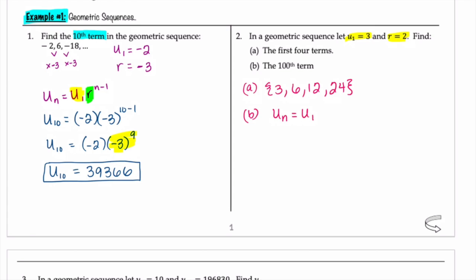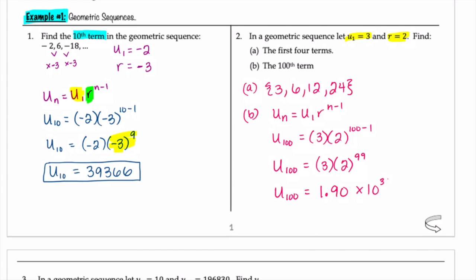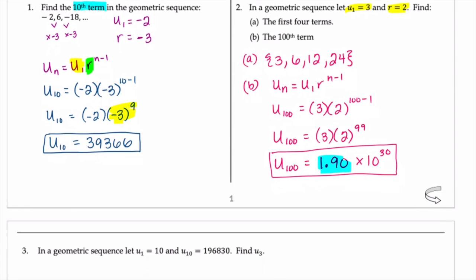For part B, we want to find the 100th term, which means that I'm going to use the formula for the nth term. For this problem, the 100th term, when I input it into my calculator, gave me a number in scientific notation, and I wrote it in correct scientific notation on paper. I also represented my number in terms of two significant figures. Let's look at number 3.